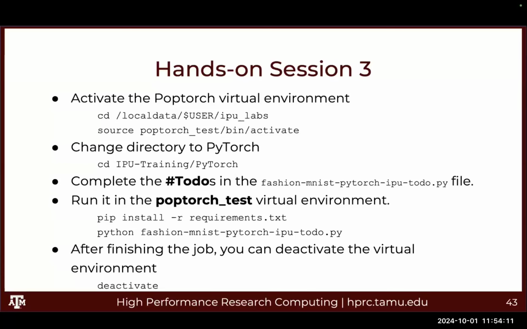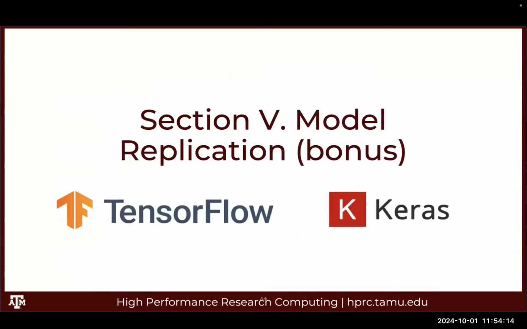Next, let me go to my slide. So it's a bonus section. Actually, it's optional, but I think it's very useful for some users or researchers about model replication, because for the previous two sections, we only use one IPU. That is not very useful when you want to train a model, and maybe you want to distribute the model across multiple IPUs. If it's just on one IPU, it may not have so much performance gain, right? So I want to introduce model replication a little bit here for TensorFlow Keras.